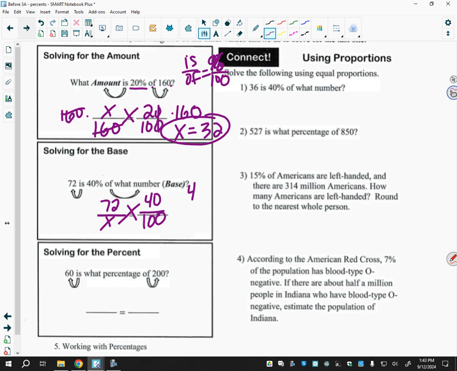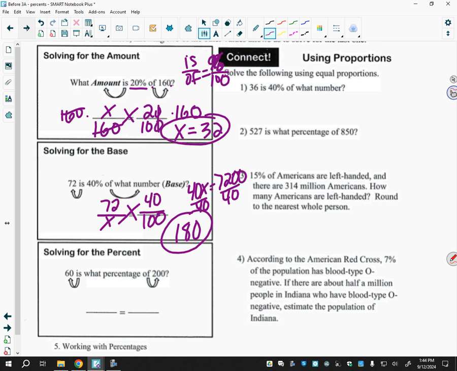So I would get 40x equals 7,200. Everyone with me on that? Cross multiplying? Yeah. And then I would divide by 40. And I get 180, which makes sense. 72 is 40% of 180. 180 should be the bigger number.